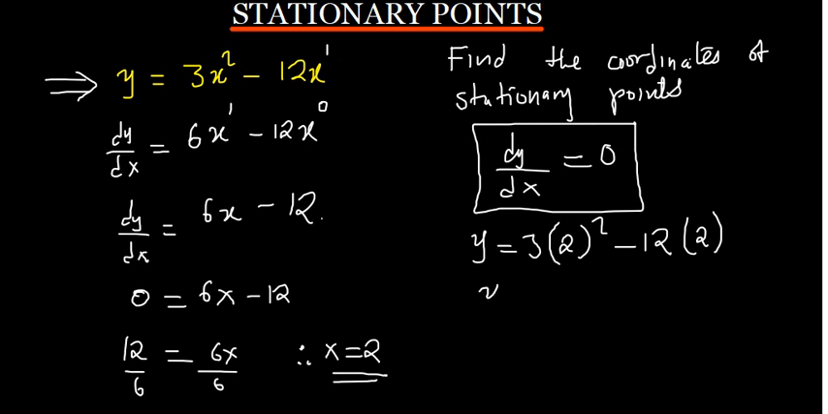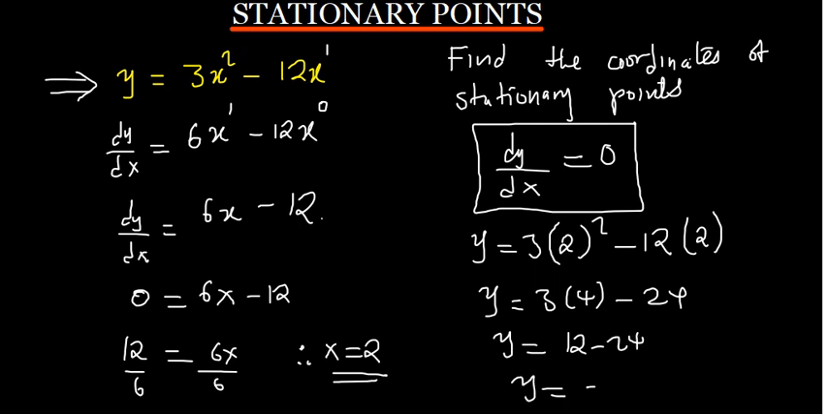So this is going to give us y is equal to 3. 2 squared is 4. Minus 12 times 2 is 24. So this will give us y being equal to 3 times 4, that is 12, minus 24. 12 minus 24 will give us negative 12.